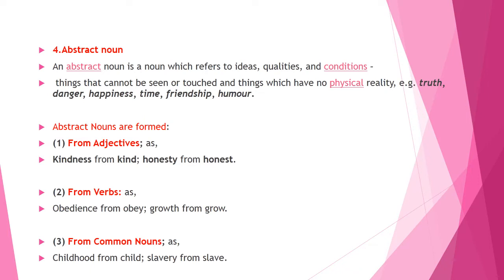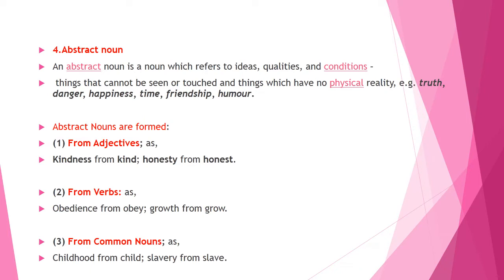And how can we form abstract nouns from verbs? You can see in these examples the words obey and grow. Obey and grow are used as verbs, right? Now we can form abstract nouns from these words: obey as obedience and growth from grow.